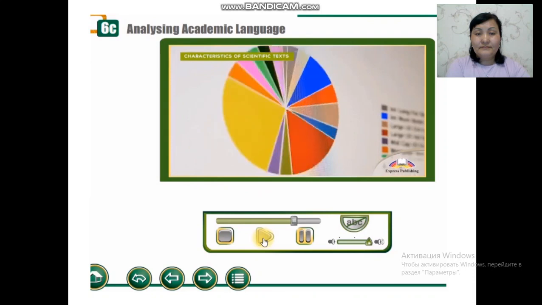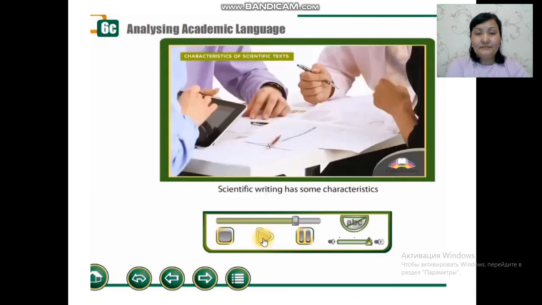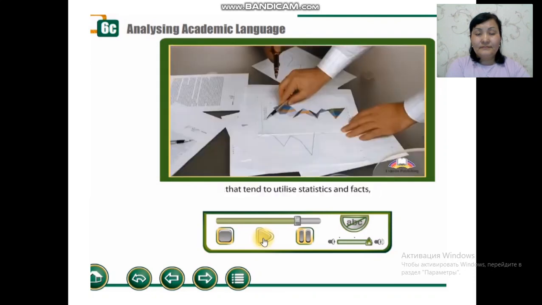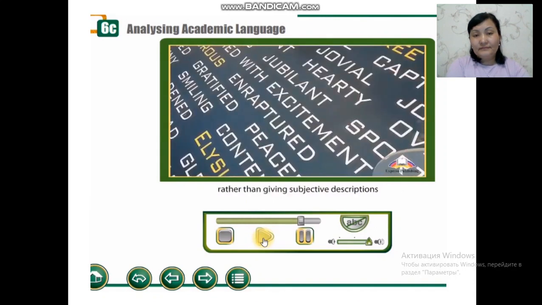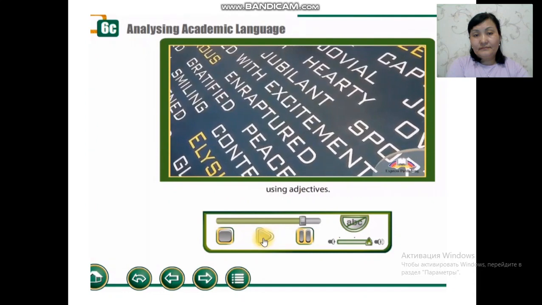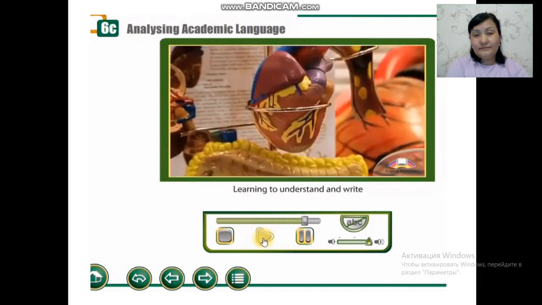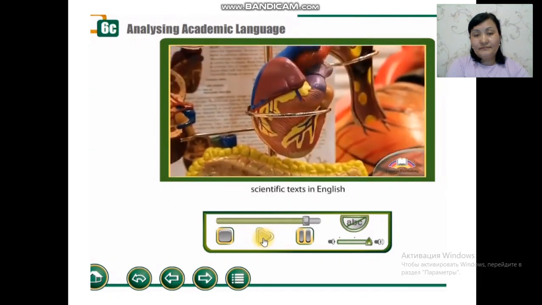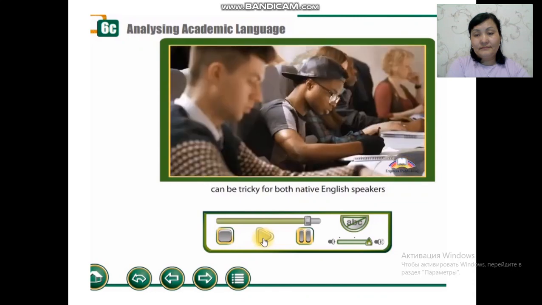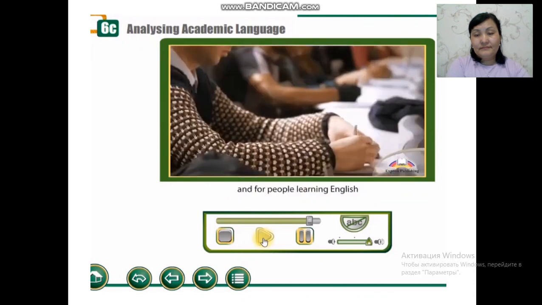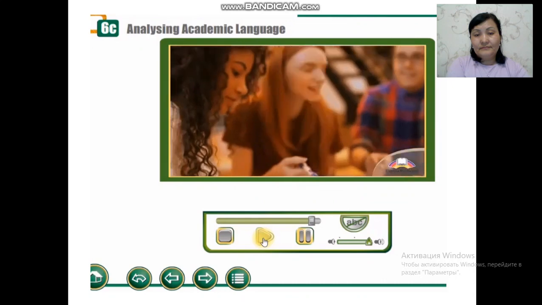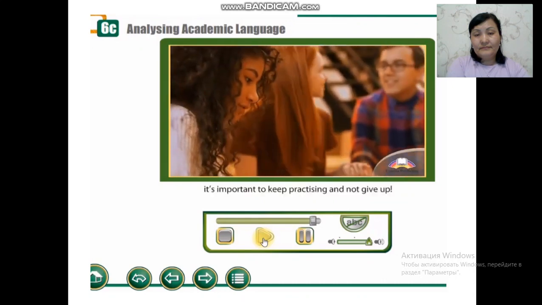Characteristics of scientific texts. Scientific writing has some characteristics: it tends to utilize statistics and facts and make objective statements rather than giving subjective descriptions using adjectives. Learning to understand and write scientific texts in English can be tricky for both native English speakers and for people learning English as a second language. However, it's important to keep practicing and not give up.